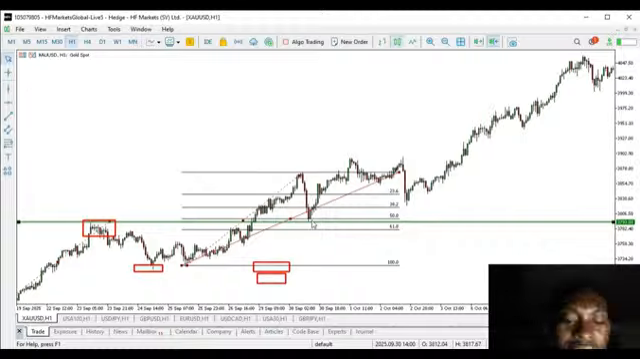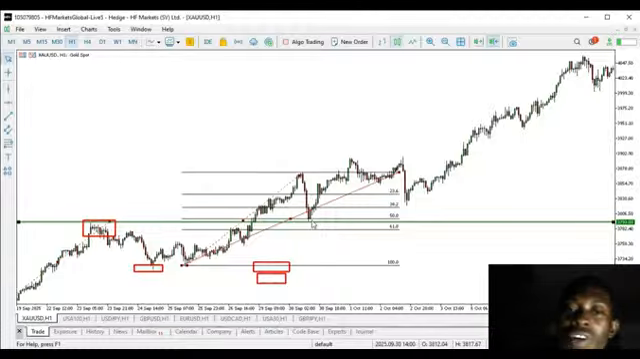Piercing candle, look at it, the same way I taught you pin bar and shooting star. Now, there are two. For example, you see bullish engulfing, bearish engulfing. Then you see pin bar and shooting star. Now, you have piercing candle and dark cloud.